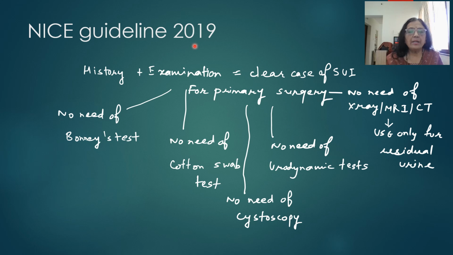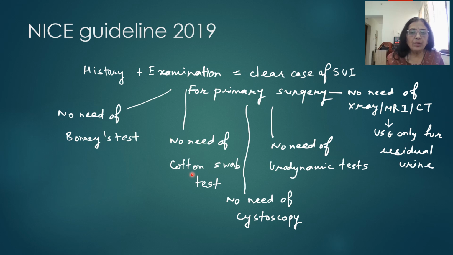The NICE guideline 2019 helps us a lot to deal with these patients. If the history is suggestive of SUI, and on examination with a stress test or cough test we can see the escape of urine, that means it is an uncomplicated or clear case of SUI. So in uncomplicated SUI, for primary surgery, whenever the patient is not for repeat surgery but is for surgery for the first time, there is no need to do the Q-tip test. It does not help us to assess the success rate of surgery.